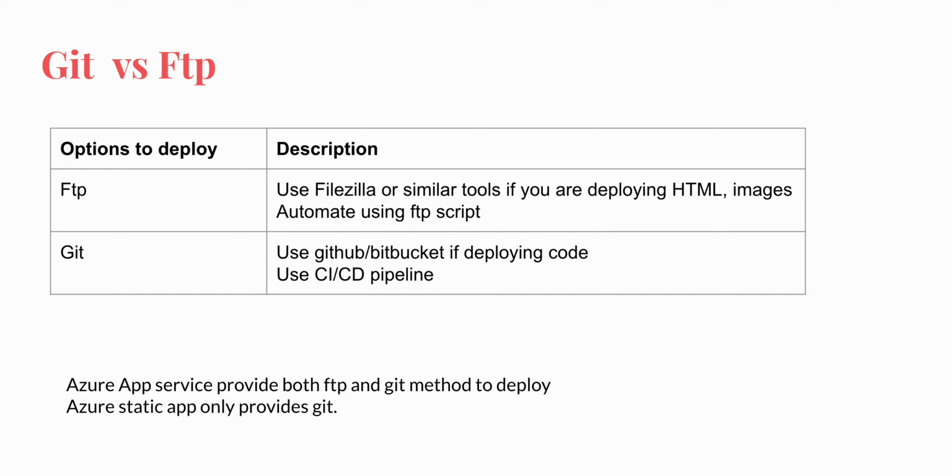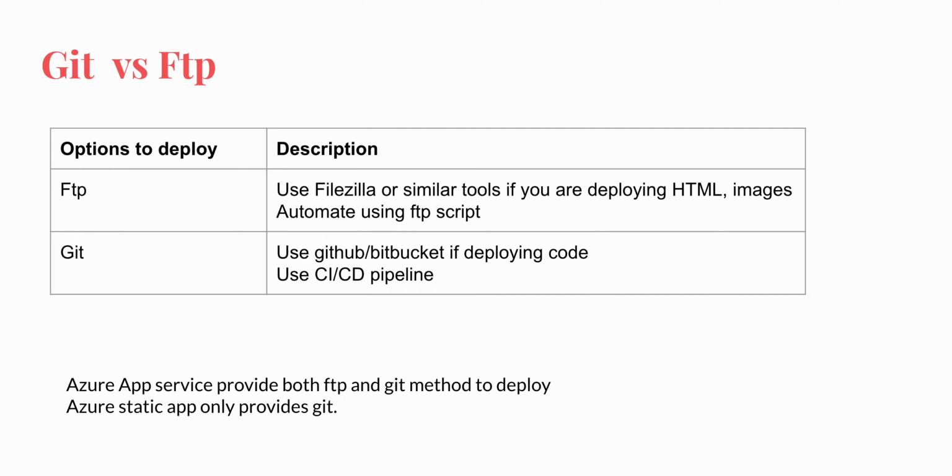Few related things to note. Both the options work well when you are using Azure App Services. If you are using Azure Static Apps, it only provides you the Git option. It doesn't give you the FTP option. So then you have to use Git even if you are using HTML files. And I believe the underlying reason is the static apps are stored on storage bucket or blob storage. So there is no place to do FTP. And that's the reason Git is the only option there as of now.